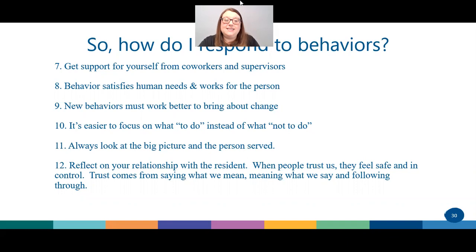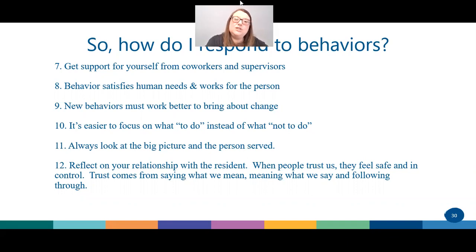But if we could say things like, let's take a walk. What if we put together a puzzle? Let's get out of this room and go somewhere else. Give them some options on what they can do. That will help them, again, feel a sense of control and feel as though they have choices in their situation.